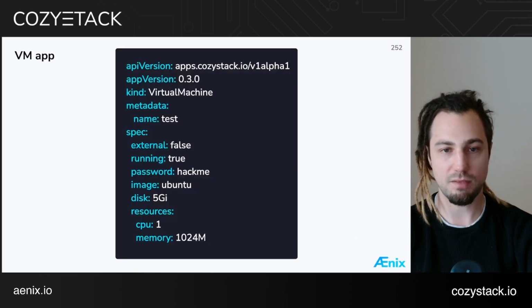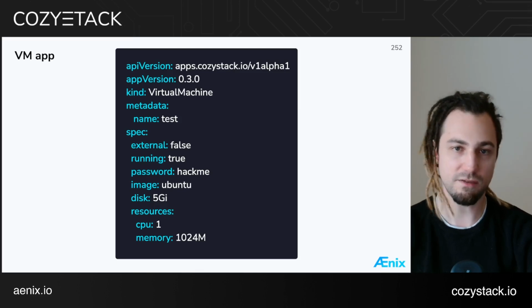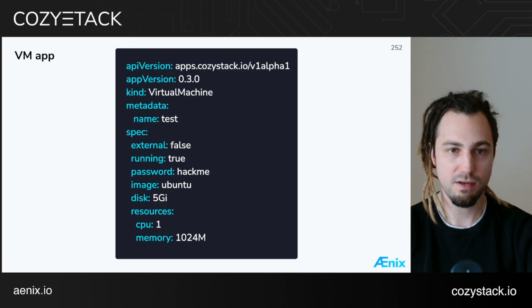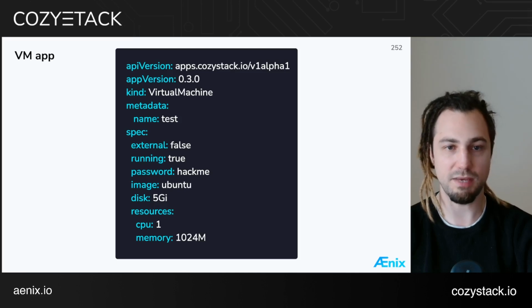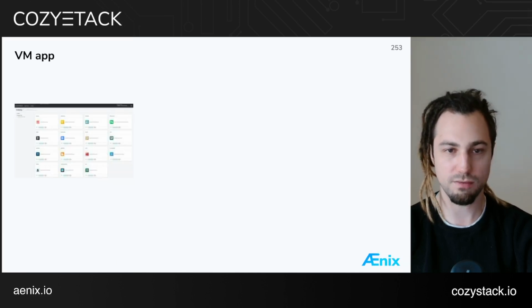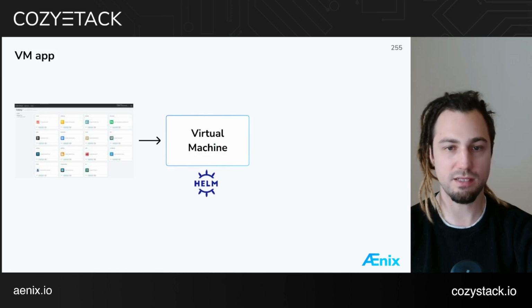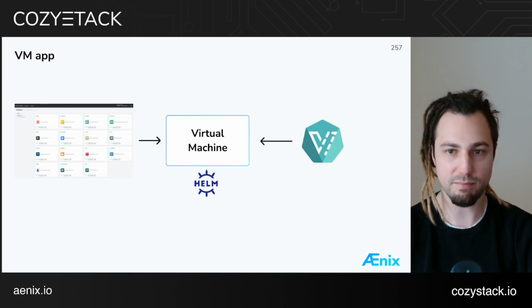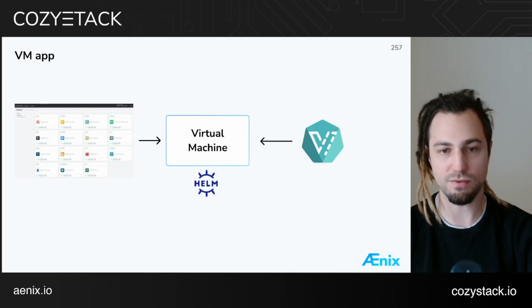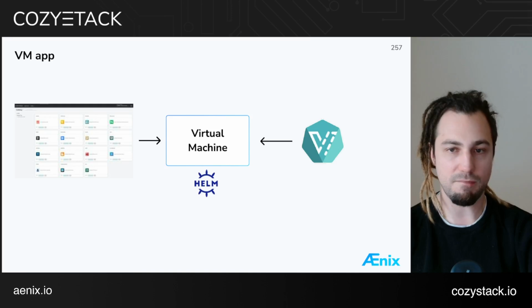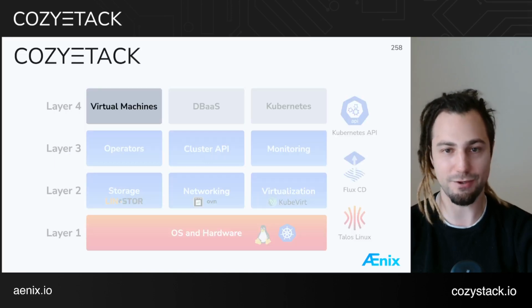If you create a virtual machine, you usually create this kind of resource. You can see we have apps.cozystack.io, this kind, VirtualMachine. In spec, we have some values. After you create this resource, it gets managed by Helm itself. It also creates a virtual machine for KubeVirt, and it is still managed by KubeVirt. And this is very important because Helm does not provide you full lifecycle management. Only an operator can provide that, and KubeVirt is such an operator for virtual machines.